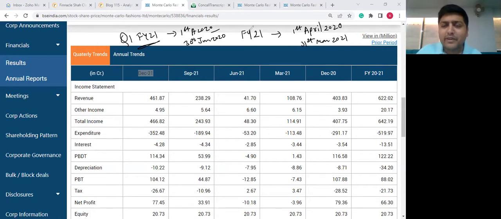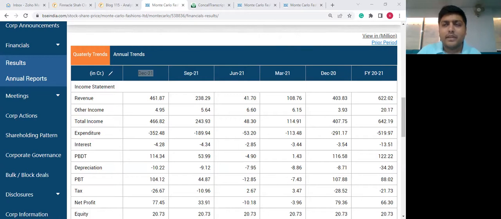Second point which I want to clarify here is these figures they have presented in quarters. This is one way of extracting data when it comes to quarterly financials.